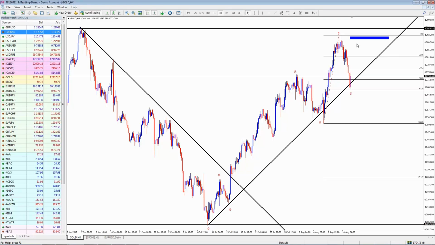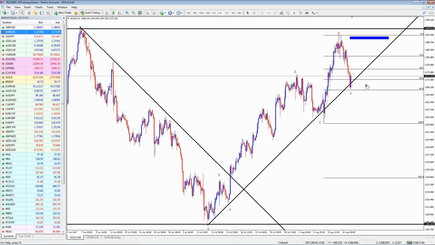The target has to be realistic. Realistic is the key word. I want to be within my levels, within the resistance, within the previous high. This is the area where I see that there is unlikely to be any resistance.